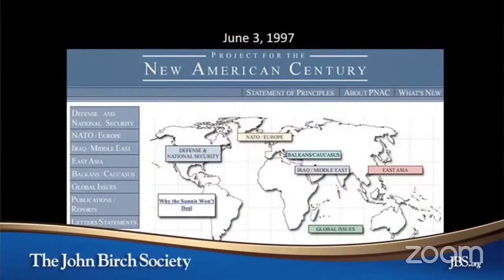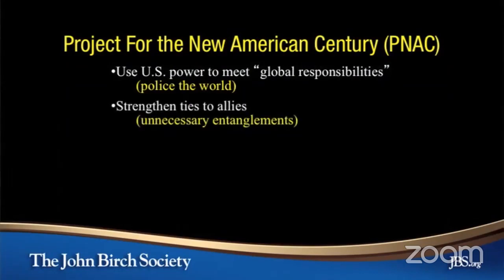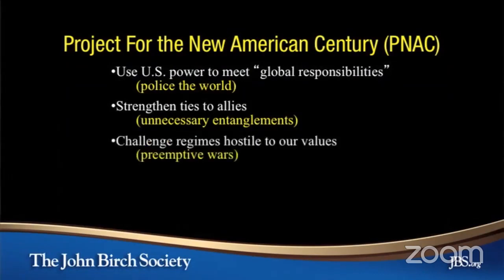Now, the neoconservatives started an organization known as Project for the New American Century back in 1997. I find it very interesting some of the things that they openly declared were their objectives. First of all, they called for the United States to use our military power to meet global responsibilities. We could summarize that as policing the world. The next one was to strengthen its ties with its allies, very opposite of what George Washington was suggesting we should do, having as little to do with them as possible. So unnecessary entangling alliances.